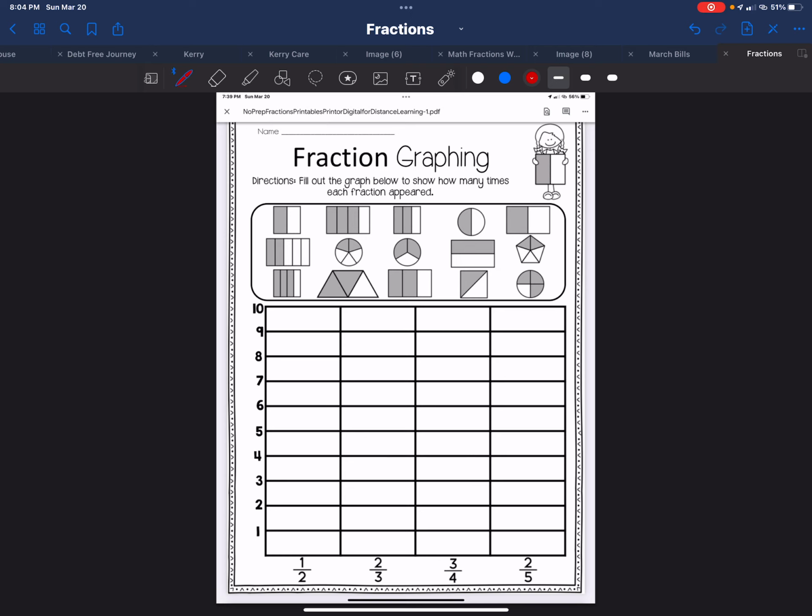All right, so here we got 1/2 and 2/3 and 3/4 and 2/5. Do you see what I did there? I didn't even look at my directions, did I? I'm bad about doing that too. So what I'm telling you is you got to make sure you look at your directions, because if you just go straight down here, you won't know what to do. So the directions say, fill out the graph below to show how many times each fraction appeared.